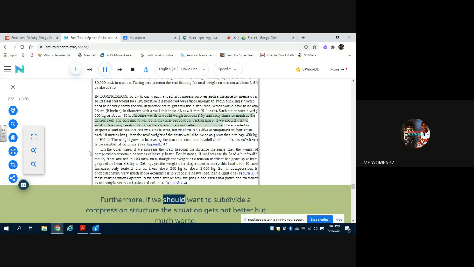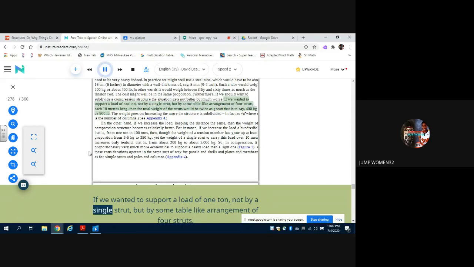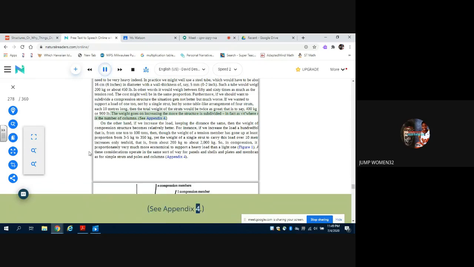Furthermore, if we should want to subdivide a compression structure, the situation gets not better but much worse. If we wanted to support a load of 1 ton, not by a single strut, but by some table-like arrangement of 4 struts, each 10 meters long, then the total weight of the struts would be twice as great, that is to say, 400 kilograms or 900 pounds. The weight goes on increasing the more the structure is subdivided, in fact as square root n, where n is the number of columns. See Appendix 4.